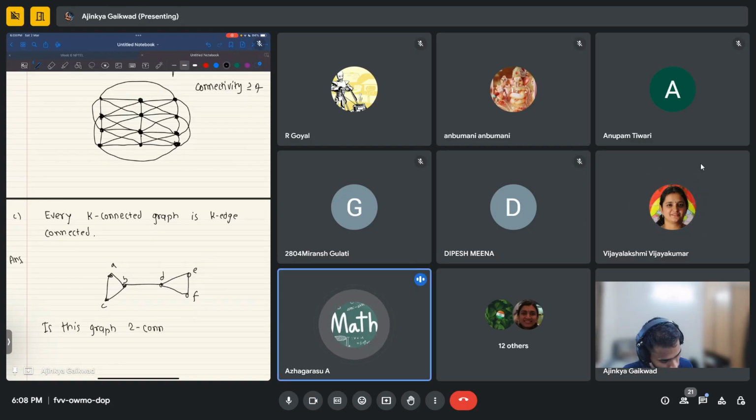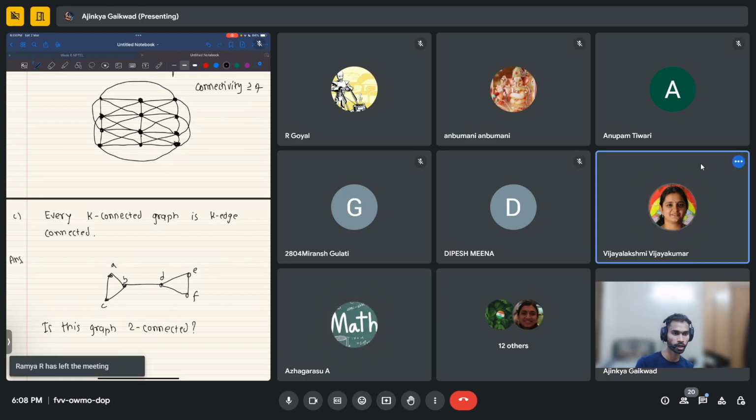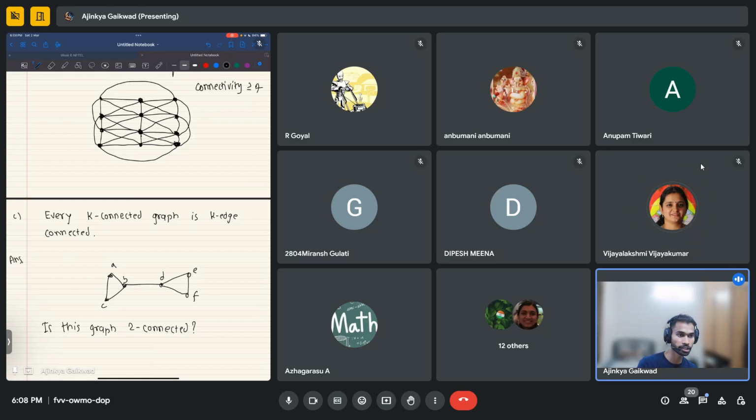No, sir, it's not two connected. So this graph is in fact not two connected. That is not true, because if you remove, for example, vertex D, then the graph becomes disconnected. So it is not two connected. It's only one connected, and the connectivity is in fact one. So this is not a counter example.